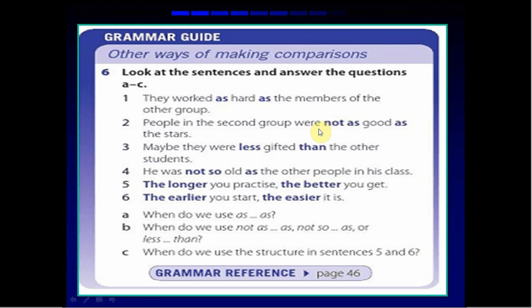Okay, let's go now to do this exercise. What about my answer? Concerning as, for sure, when we use as for 1A, you can do the same with others. Number 1, as. Number 2, not as good as. Number 3, we have less than. In between, we have the adjective, gifted. Number 4, we have not, so as.